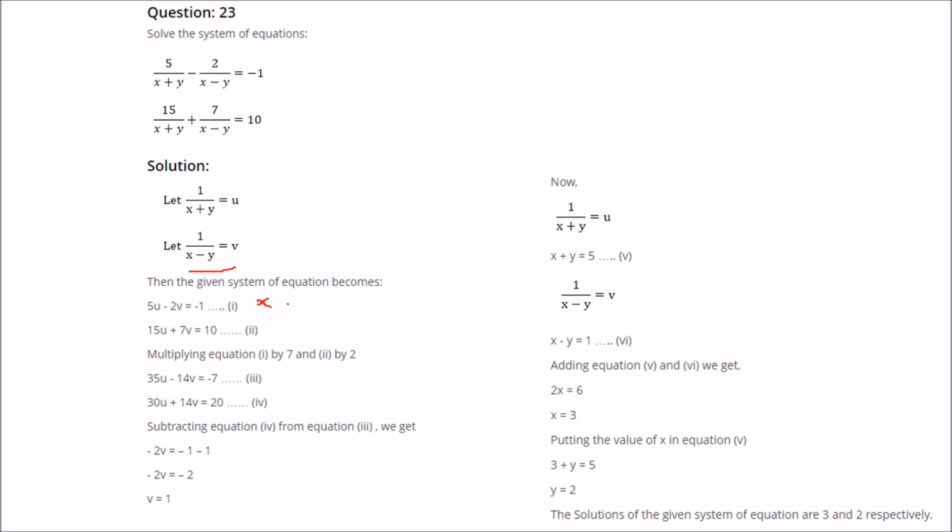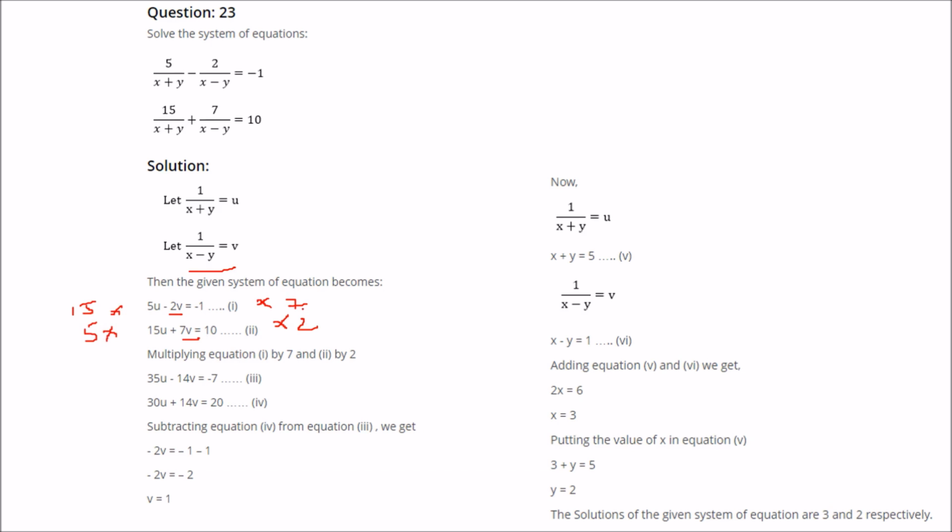Multiply this by, say, 7, this by 2. Why? Because we want one term to be equal so that we can cancel it out. The best choice is to make the term equal in magnitude, but with different signs. So we could have multiplied this equation by, say, 15 and this equation by 5. There was always a chance, and the answer will be the same.